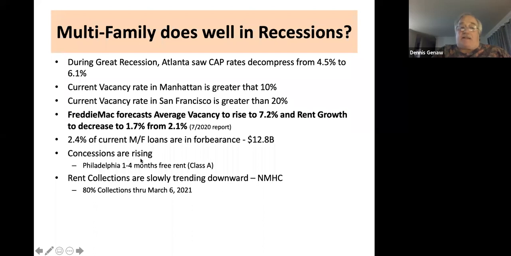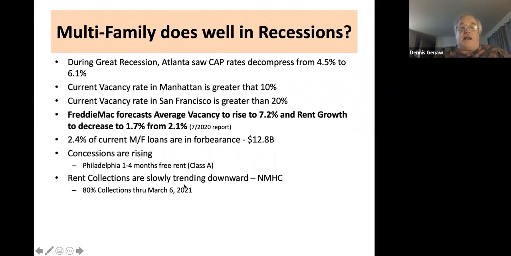In fact, concessions are rising. I talked about concessions. We had one new Class A, or I guess here in Philly, they call them Class AA or Class AAA properties, come to market in late 2020, and they wound up offering between 1 and 4 months free rent just to fill the building. I mean, talk about concessions, 25% rent concession in that property. That's amazing. And those concessions are not just happening here in Philadelphia, but they're happening around the country in a number of the key markets.